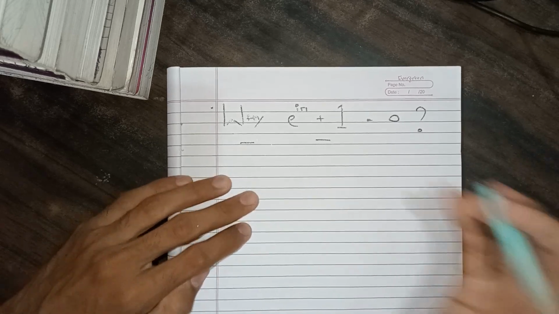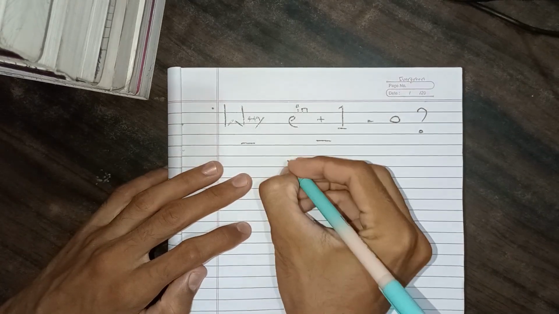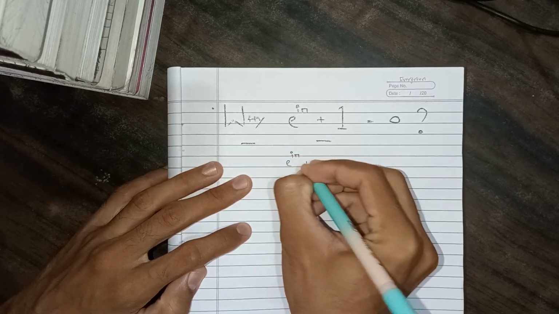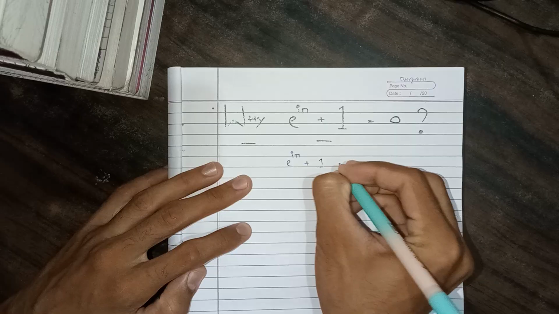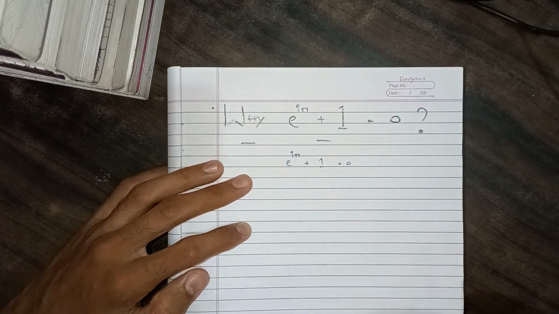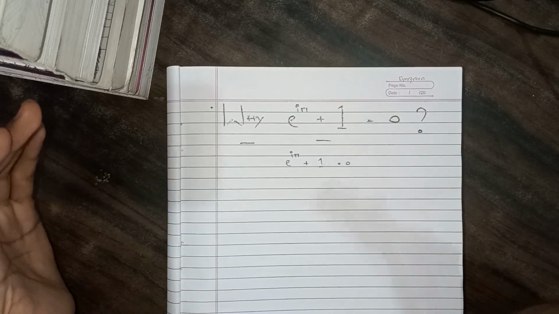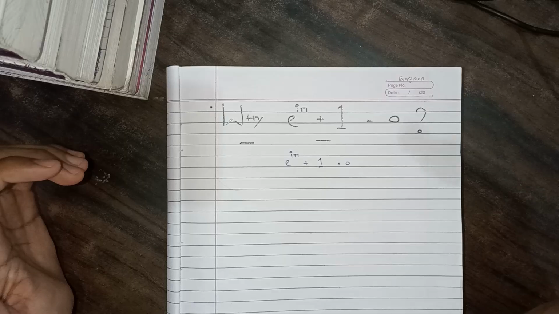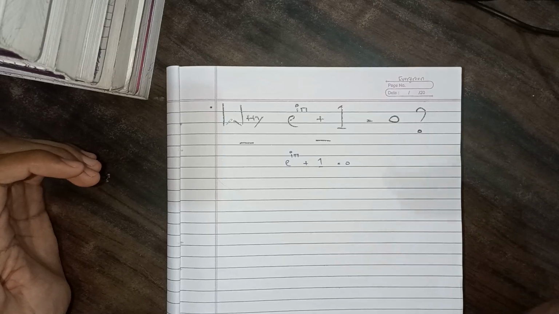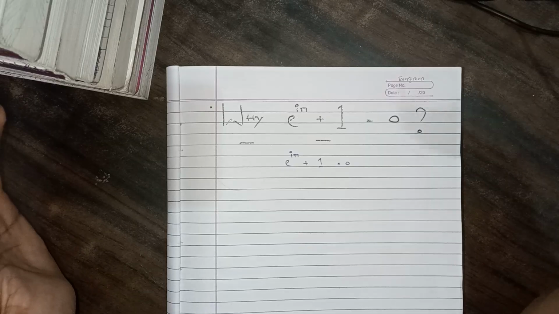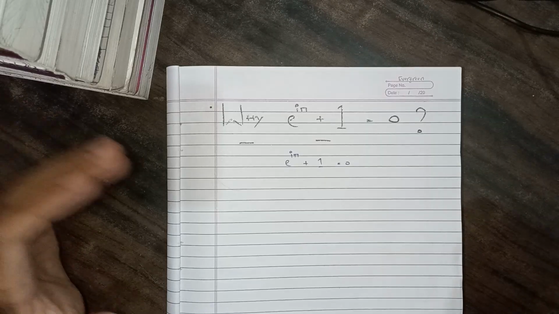So we have this equation e to the power i pi plus 1 equals 0. So you can ask, why is this equation even important to us? Why look for its proof? Why look for its truth? Why is it true?